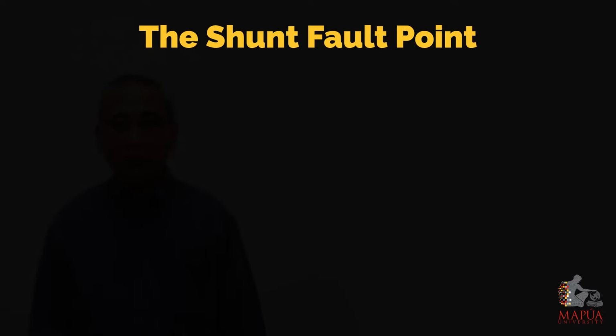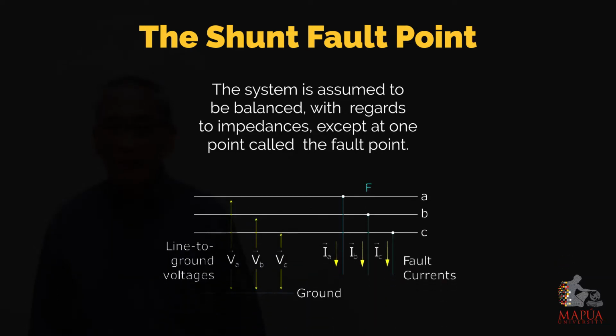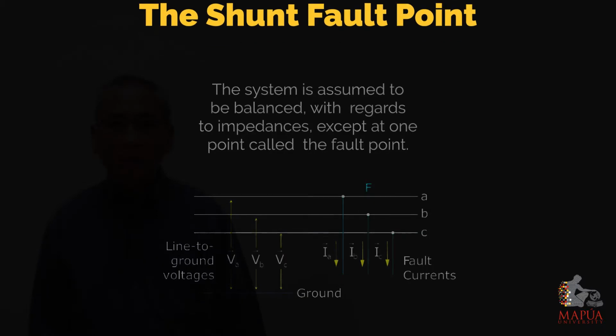Now, let us consider the shunt fault point. The system is said to be balanced with regards to the impedances except at one point called the fault point, as shown in the figure. We have there a three-line diagram with line A, line B, and line C given, wherein there is a fault point at one point in the system.